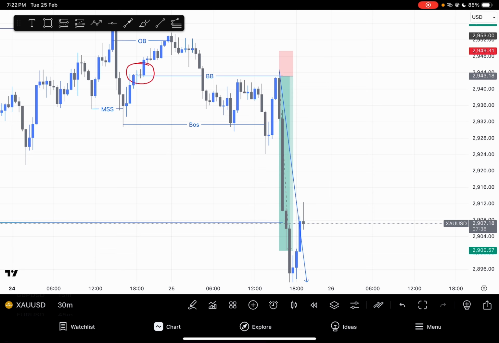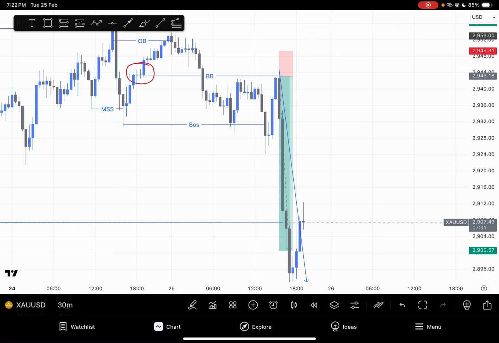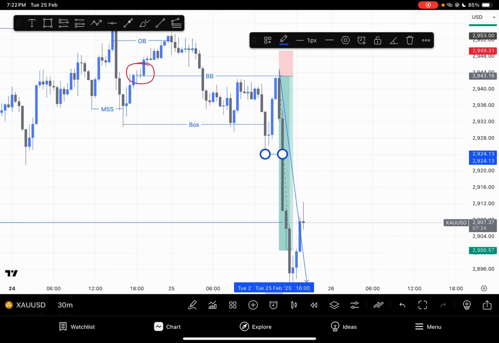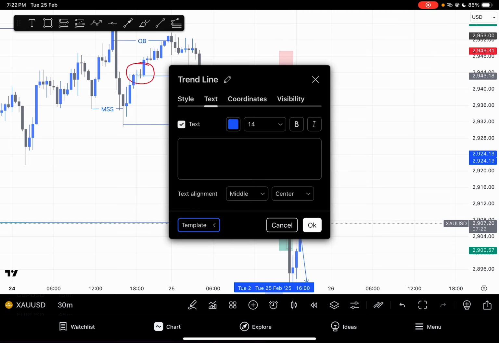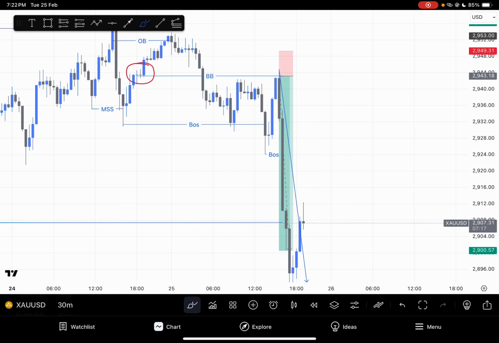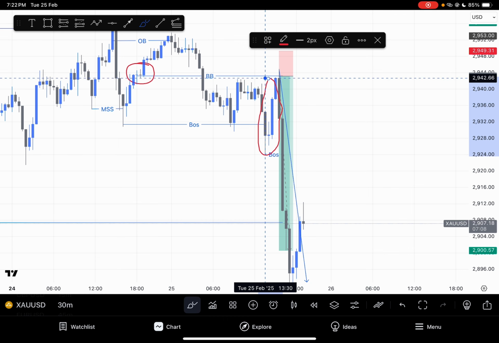So what next? Price has automatically created another break of structure here. So what next after the break of structure? You have to look for a breaker block, and the breaker block should be from this region, the left side of the chart. The breaker block must be from that region there.